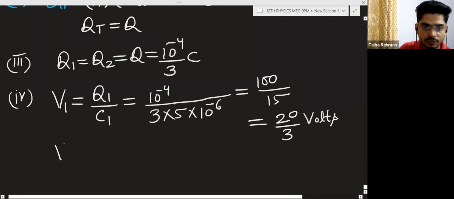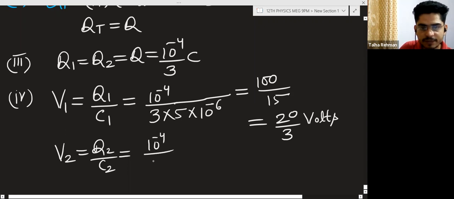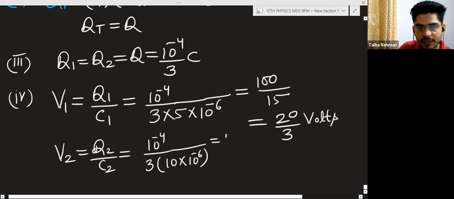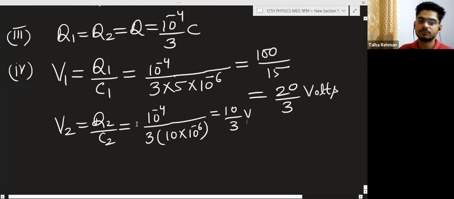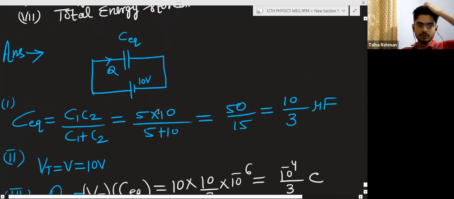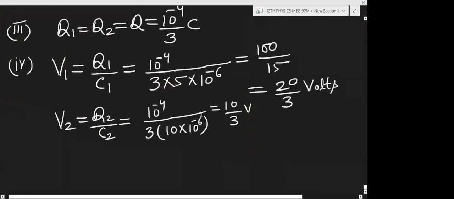And V2 is equal to Q2 divided by C2. And Q2 is again 10 to the power minus 4 divided by 3, and C2 is 10 into 10 to the power minus 6. When you calculate this, you will get 10 by 3 volt. The answer is 3.3 volt.